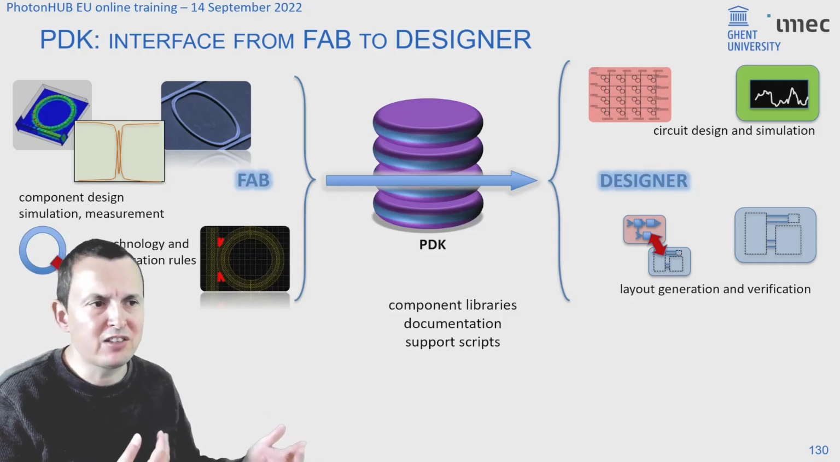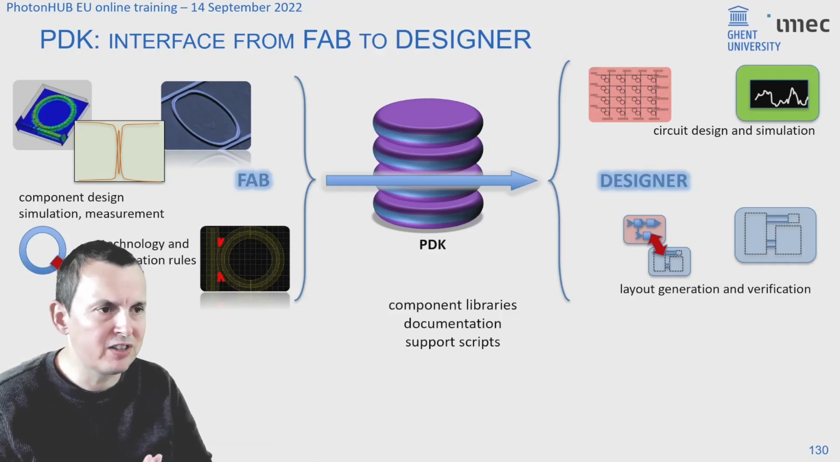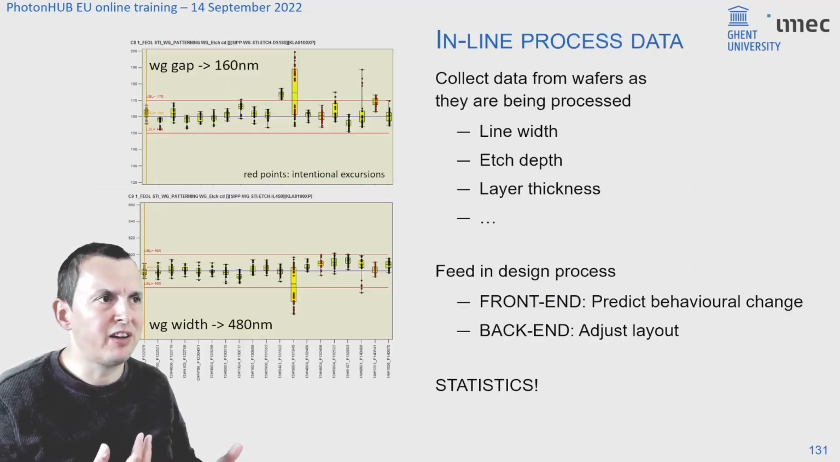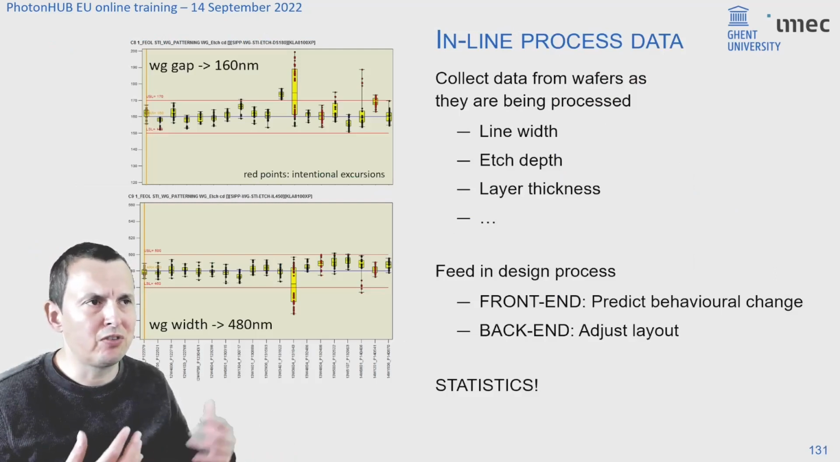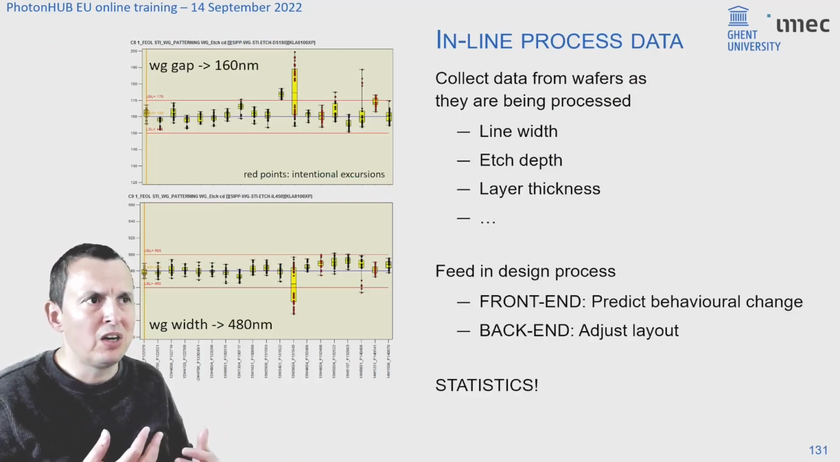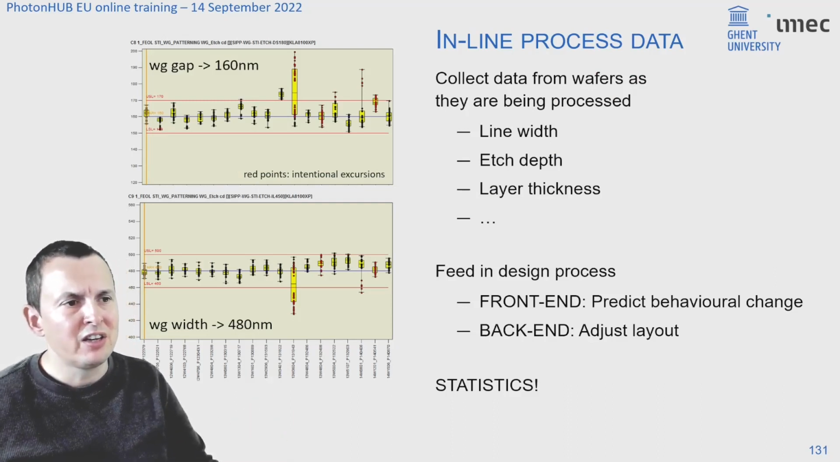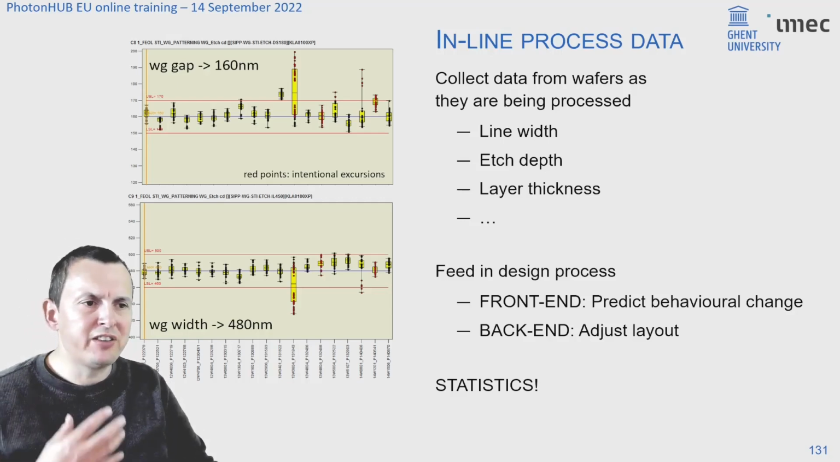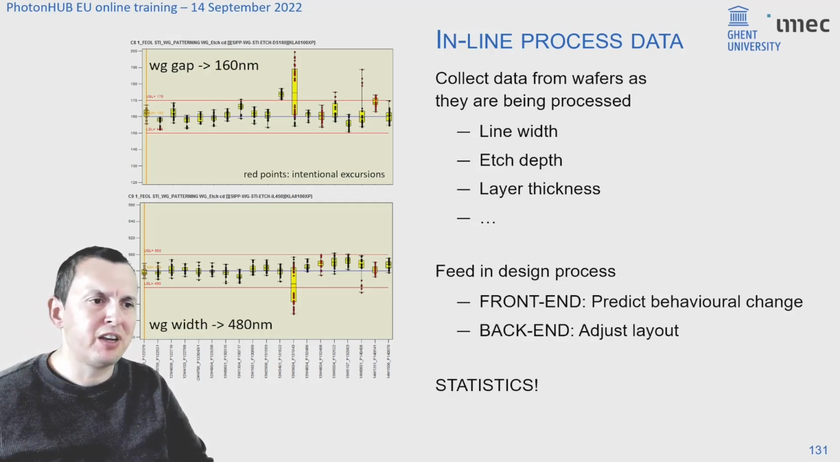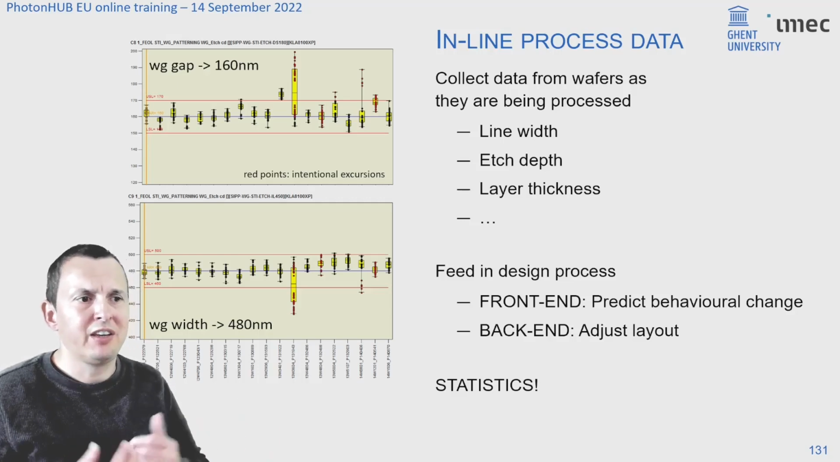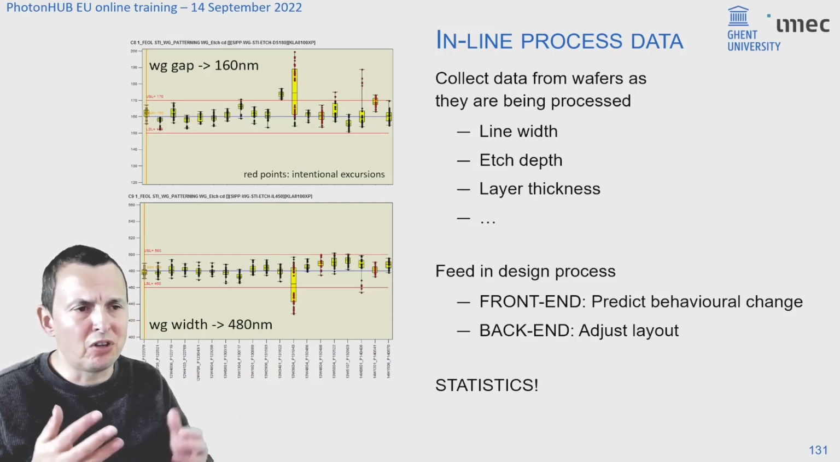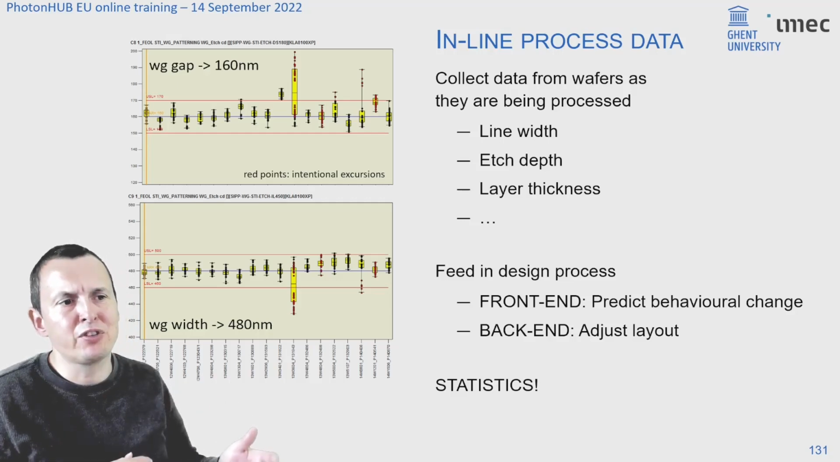And that contains lots of information, for instance, inline process data from wafers, collected statistics on how the waveguide gap or the waveguide width vary over time or vary between devices. It contains information about the fabrication process, and in many cases you can imagine what can be extracted or what can affect the behavior of your circuit.